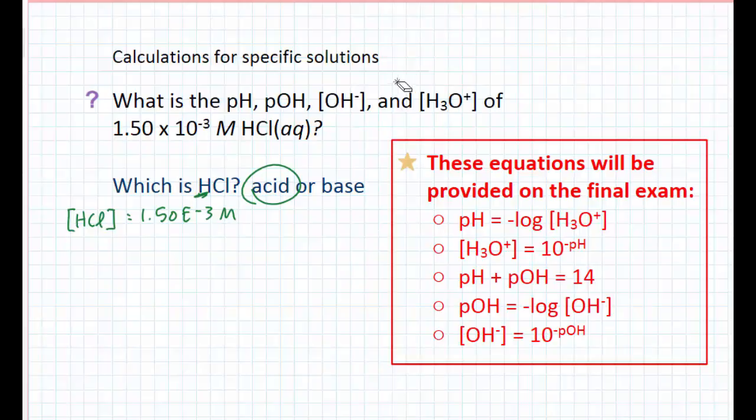which of these 2 concentrations here will that be the same as? Which ion do acids produce? Yeah, acids produce hydronium. And like we said before, for simple acids like that, every 1 mole of acid produces 1 mole of hydronium ions. So 1.50 times 10 to the negative 3 molar. So that's what you're given. What you would have to do then would be to start with that value and do pH, pOH, and hydroxide.